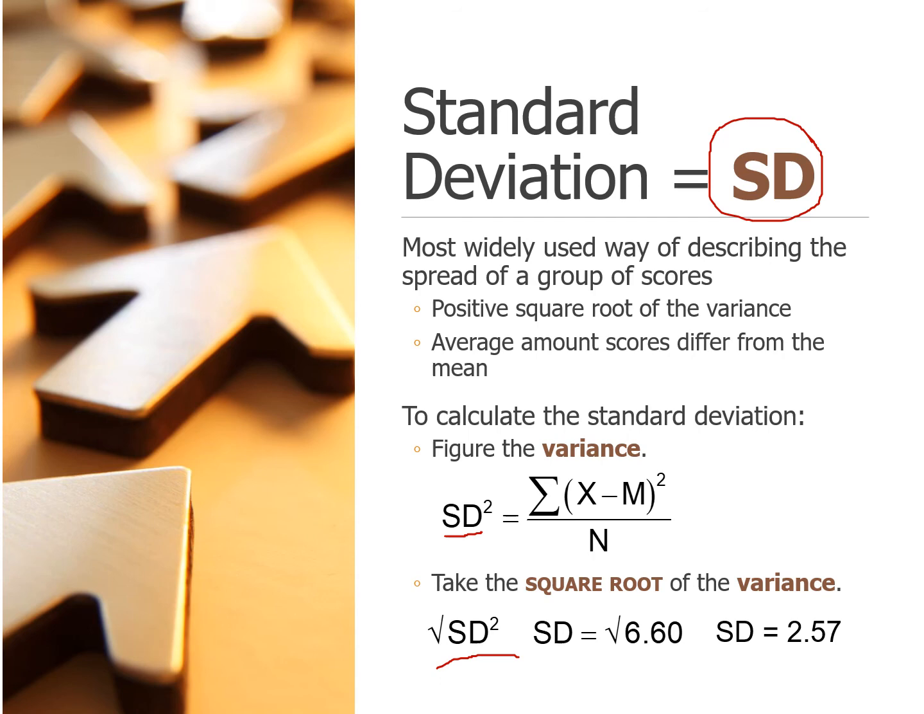So in our previous example with the mayors and the number of years that they had been in office, we had the variance as 6.6. We take the standard deviation, or the square root of that, and now we get the standard deviation is 2.57. The standard deviation will always be the positive square root of the variance, and it is the average amount that scores differ from the mean.